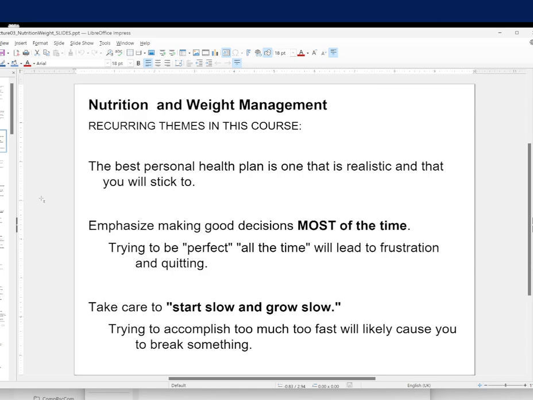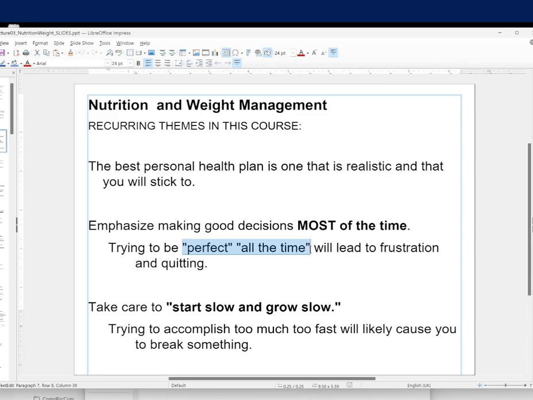Some recurring themes in this entire semester, lecture after lecture, will be mentioned here, and the first one is: don't try to be perfect all the time. Because if we're talking about weight management, and especially if we're talking about losing weight or getting in shape, which is next week's lecture, there's an issue.